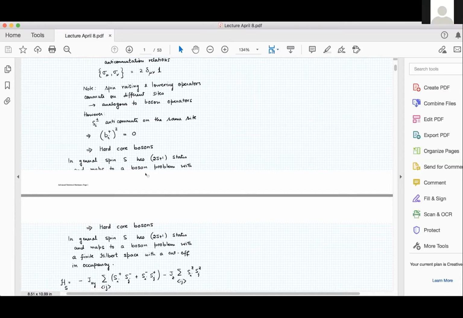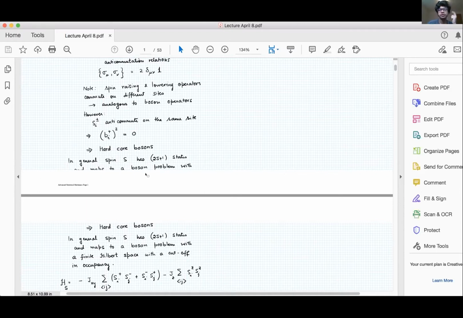I have a quick question about this. Since B dagger squared equals 0, why can we say that it's a boson instead of a fermion? Yeah, so these objects are peculiar. On two different sites, they have bosonic commutation relations. On the same site, they have fermionic commutation relations. That's what your Pauli matrices are. That's why we call them hardcore bosons.